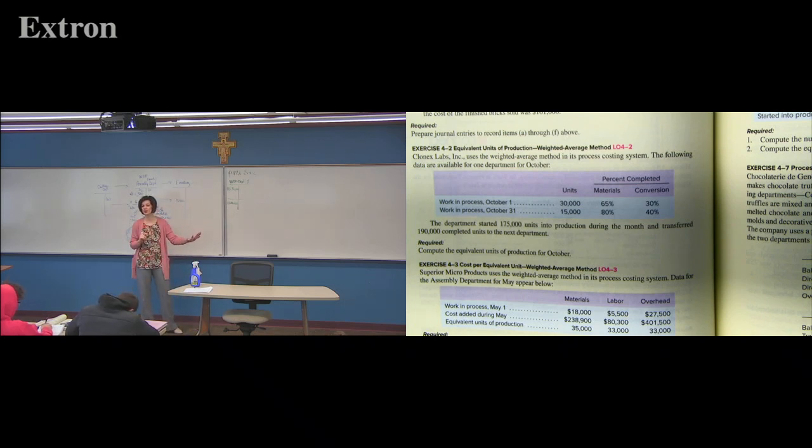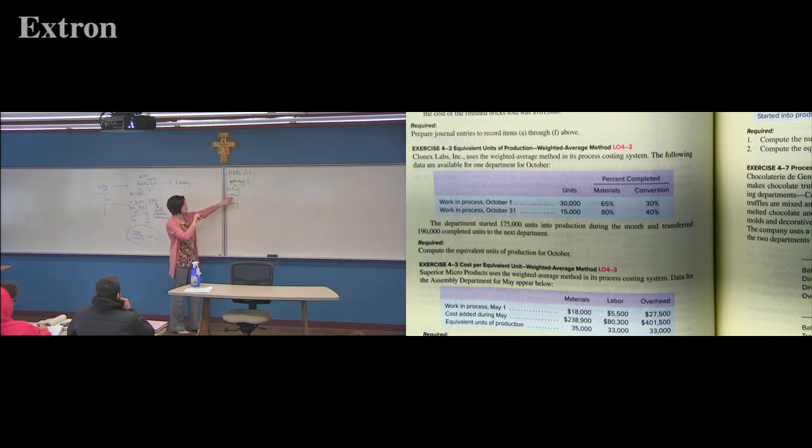Okay, just putting down what I know so far. Because this problem's presented slightly differently than the example in the PowerPoint. Okay? It goes on to say the department started 175,000 units into production during the month and transferred out 190,000. So look, if I go back here, I added units that were started in production on the debit side, right? So I started out with 30,000 and then I added another 175. Okay, because this is a debit, this is a credit. Debits we add, credits we subtract. That's how many additional units were added to that department.